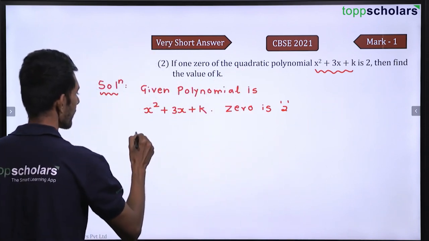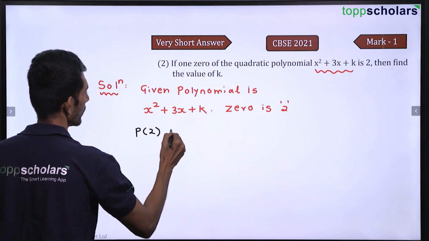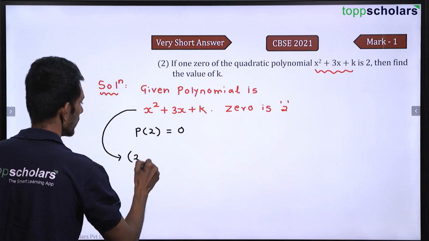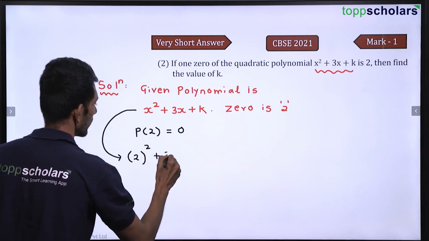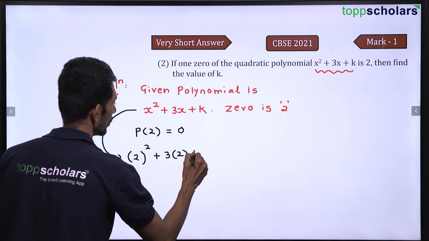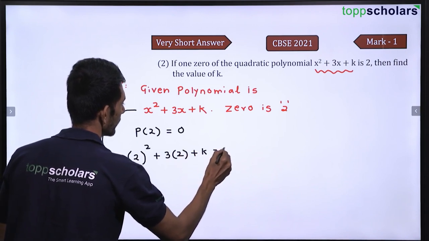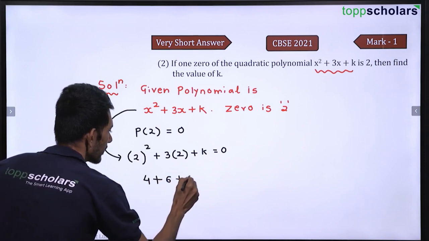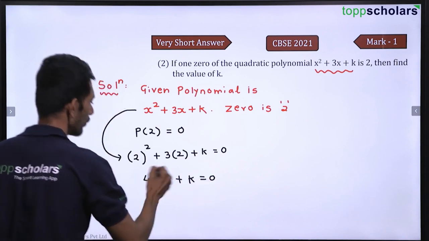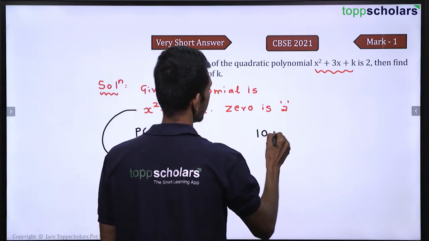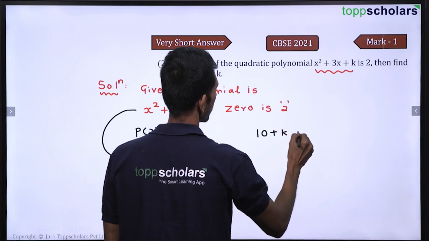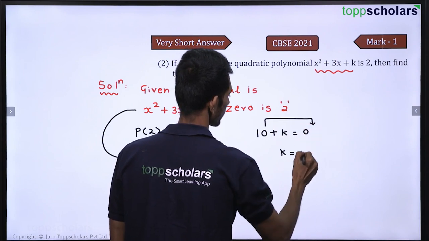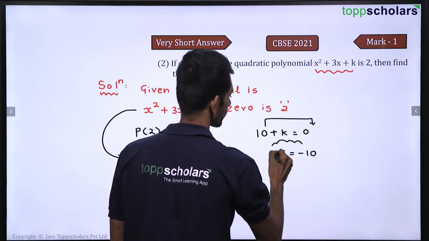So can I say p of 2 is equal to 0? So here I get 2 square plus 3 into 2 plus k is equal to 0. So 4 plus 6 plus k is equal to 0. 4 plus 6 is 10. So can I say 10 plus k is equal to 0? So k will be equal to minus 10.